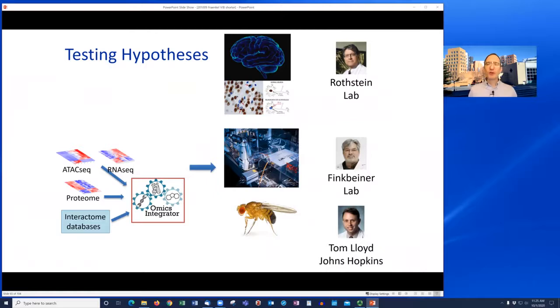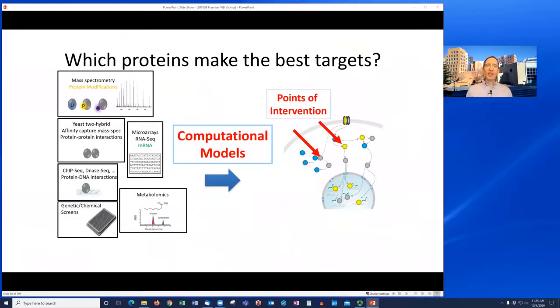So we've pursued a number of different strategies, and the one I'll tell you about today was done in collaboration with Tom Lloyd at Johns Hopkins. Tom Lloyd uses a fly model to try to understand ALS. And we thought this might be particularly useful in trying to identify therapeutic insights. The reason why is that in the networks I've given you, we can say that maybe some molecule is a good point of intervention, but we can't tell you whether you need to knock it down or overexpress it, right? How do we know which ones we should be inhibiting, which ones we should be activating?